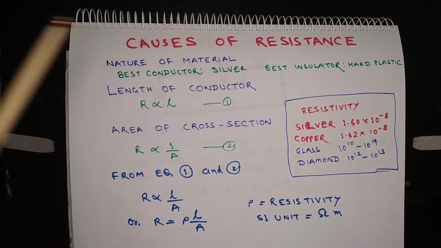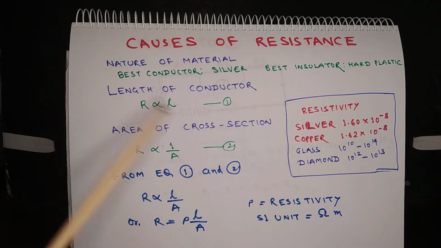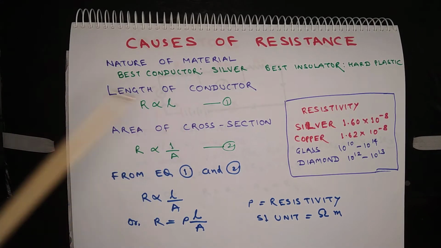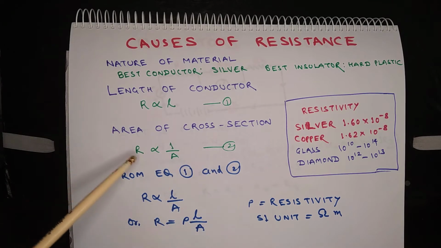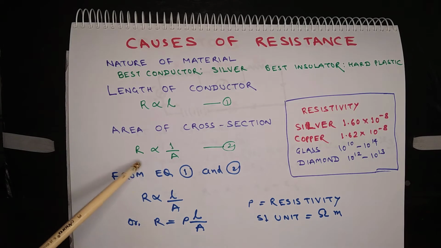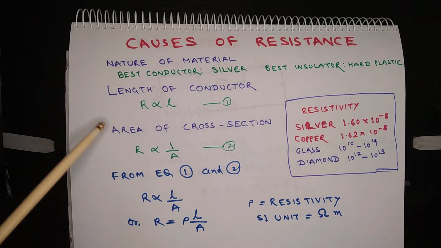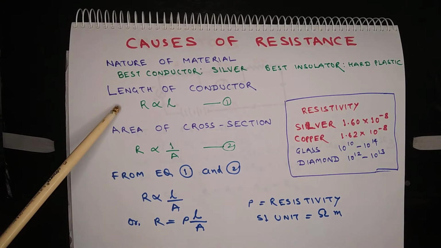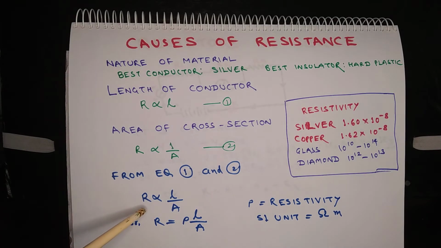Now, as far as the length of the conductor is concerned, the resistance varies directly as the length of the conductor. For area of cross section, resistance varies inversely as the area of cross section. Resistance varies as 1 upon A. If we combine these two equations, then what do we get? We get R varies as L upon A, or R is equal to rho multiplied by L upon A, where rho is the constant of proportionality, and this is called resistivity. The SI unit of resistivity is ohm meter.